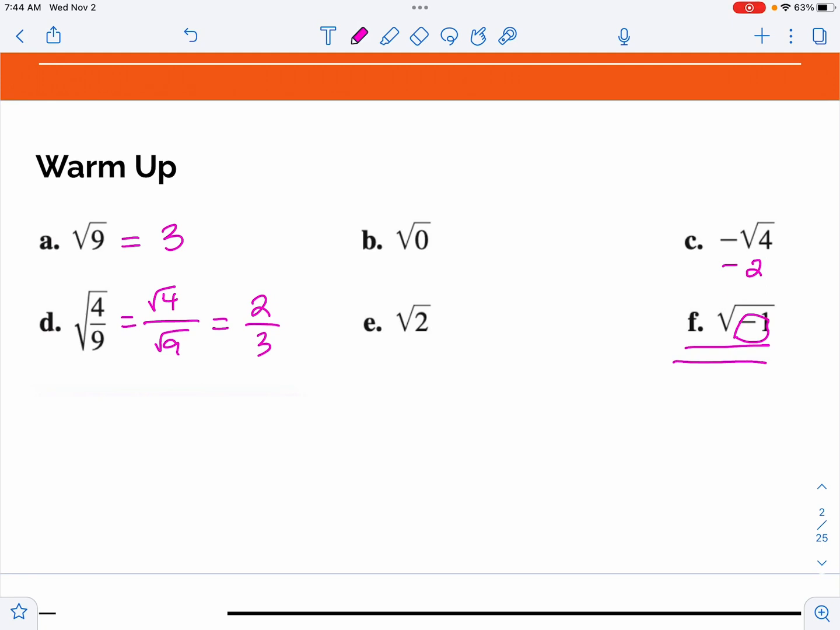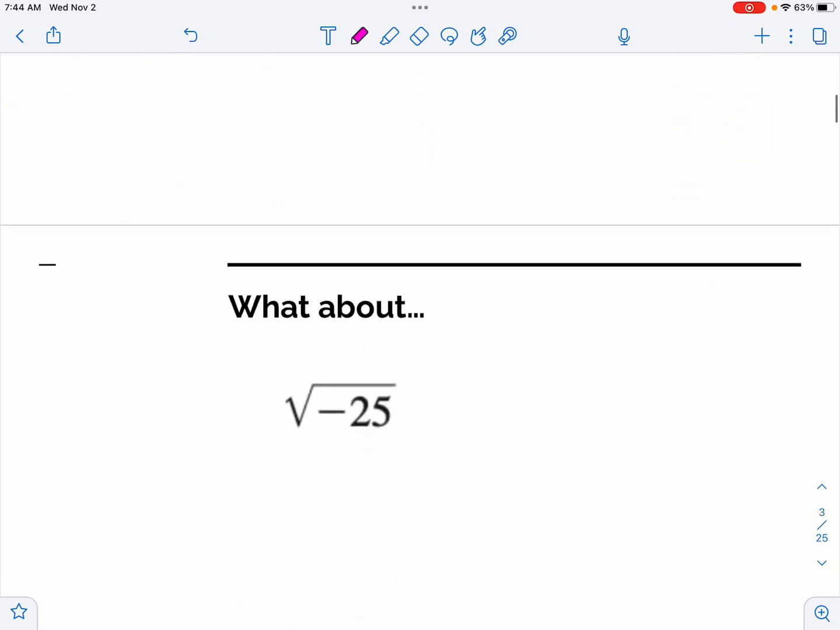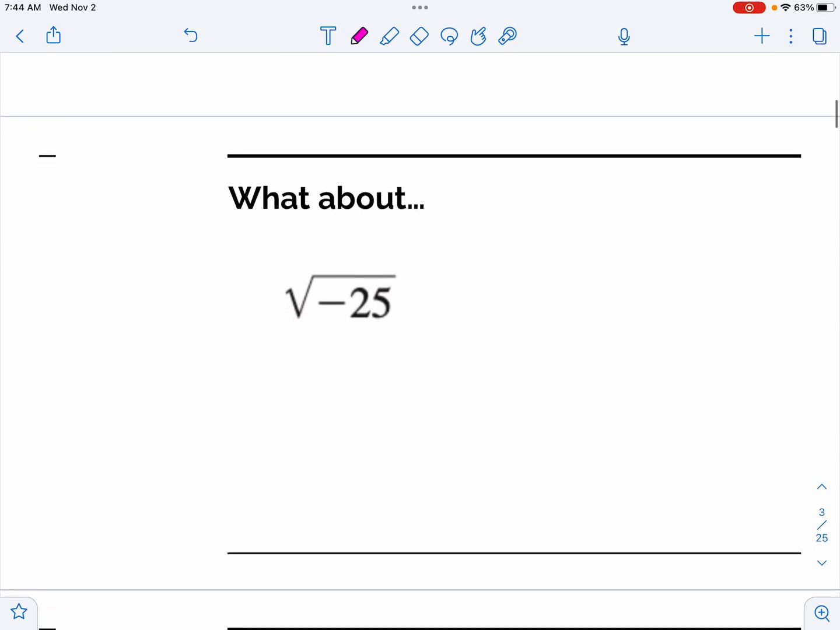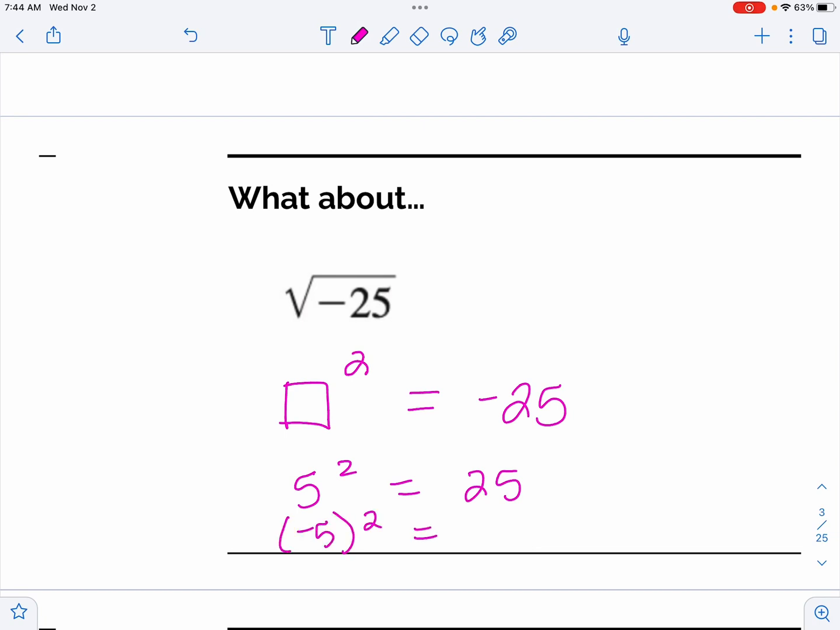So the reason why is, let's look at the square root of -25, for example. Some of you, if you're not careful, might just think that's -5. But remember what a square root means. A square root means that we're undoing a square. So think about what number you would square to equal -25. Well, if you square 5, that will be positive 25. And if you square -5, that's also positive 25 because a negative times a negative is a positive.